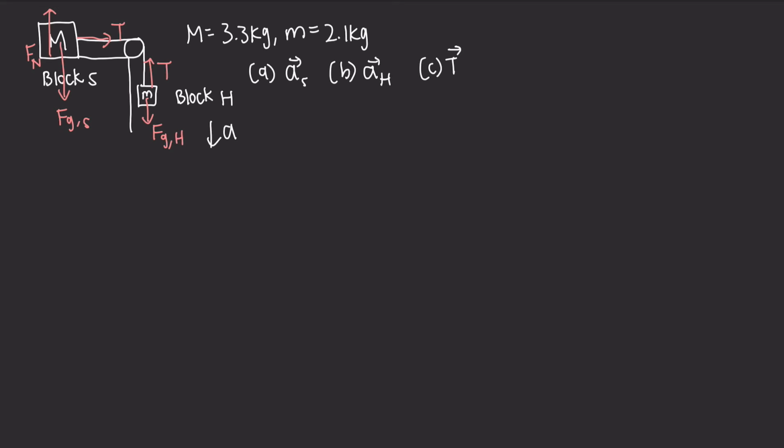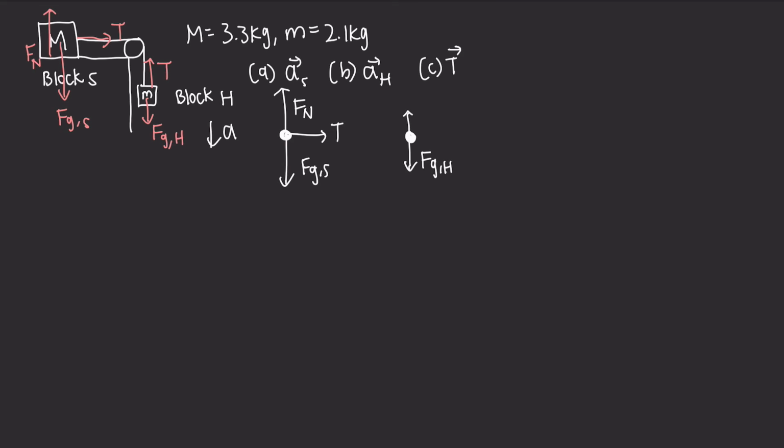Okay, so let's get to actually solving the problem. So let's represent block S, the big block on the table, as a particle of mass m. So here is block S, and here are all the forces that are acting on it. Okay, so these are all the forces that are acting on block S. And then on block H, the hanging block, here are all the forces acting on block H.